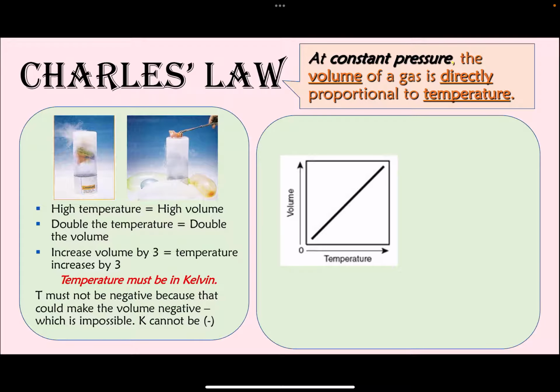So this is what your graph for volume versus temperature is going to look like. It's a direct relationship, a linear relationship. The equation is going to be V1 over T1 equals V2 over T2.